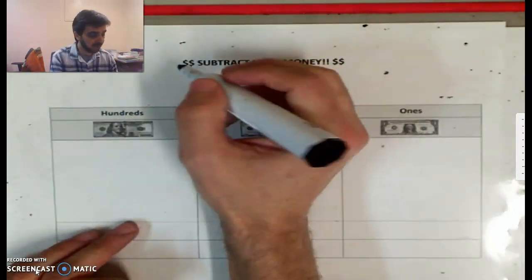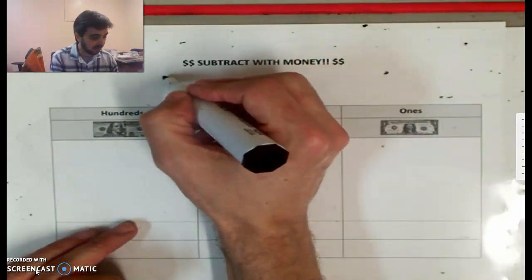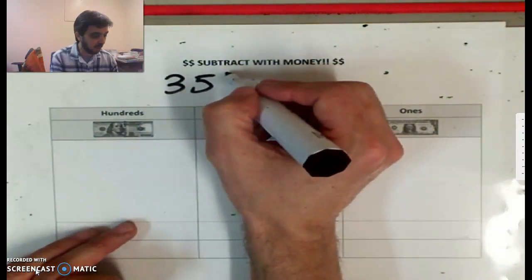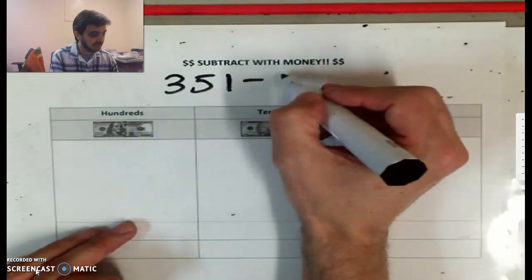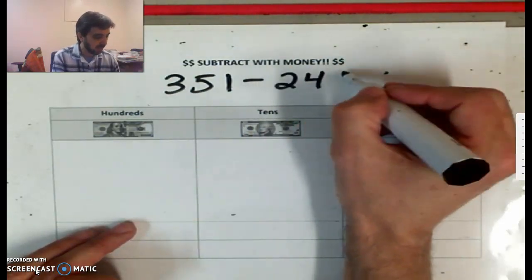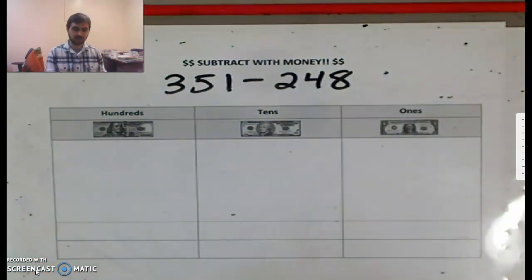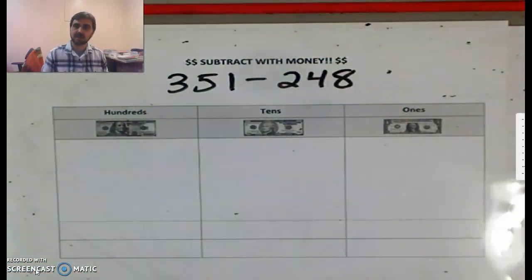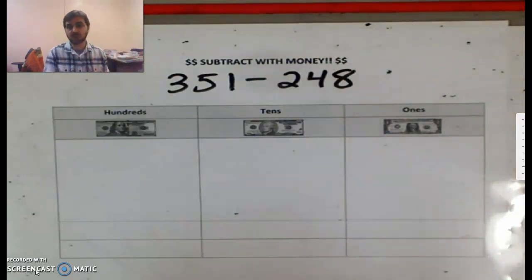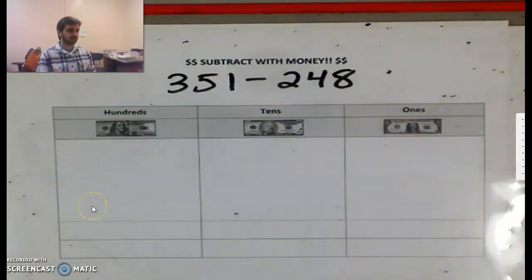All right, so why don't we do, I don't know, let's do 351 minus 248. All right, I want you to try that one. Think of it in terms of money and see how you do. All right, so you're going to stop the video, do your work, come on back, and I'll show you how I would do it and see if you got the same thing. All right, so I'll see you in a few minutes.